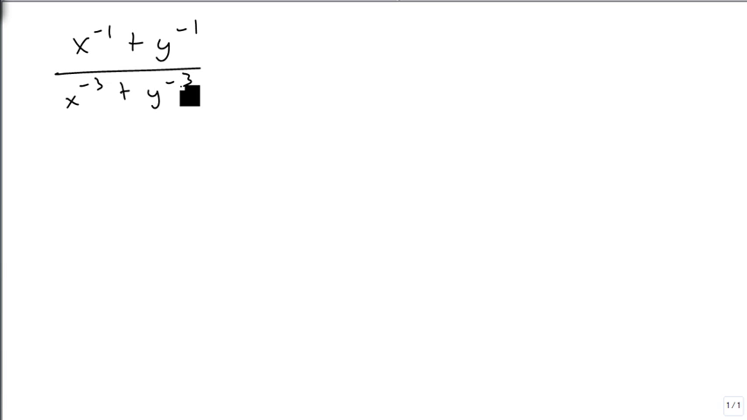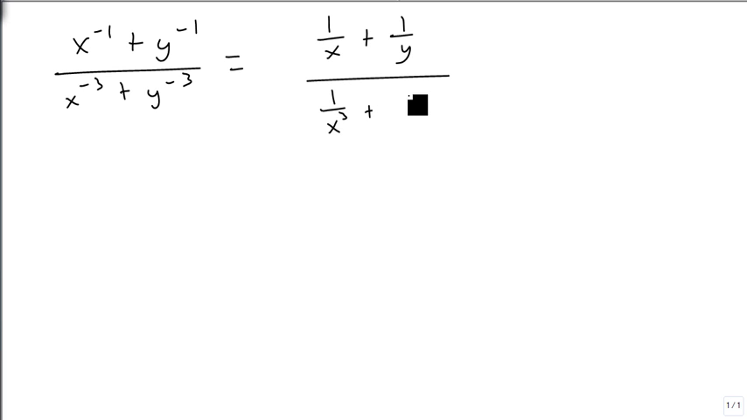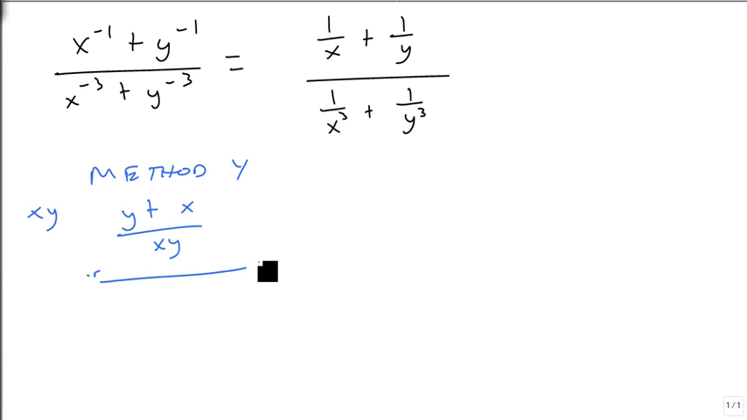And again, remember, according to order of operations, we always do exponents before we do additions. So this is really (1/x + 1/y) all over (1/x³ + 1/y³). And so our LCD on top, if we're going to do this in method 1 now, we're going to simplify the top. Our LCD is xy, so we get (y + x) over xy on top. And then on bottom, it's x³y³, so we're going to get (y³ + x³) over x³y³.